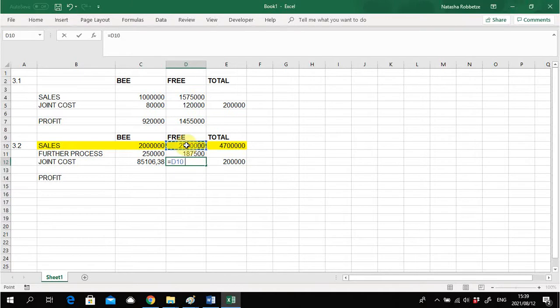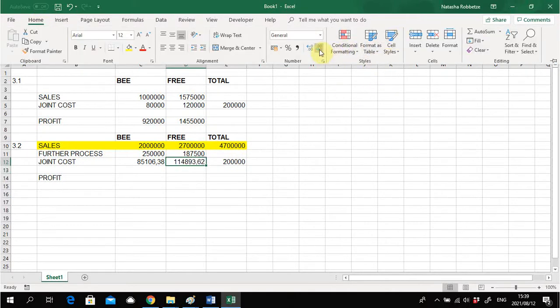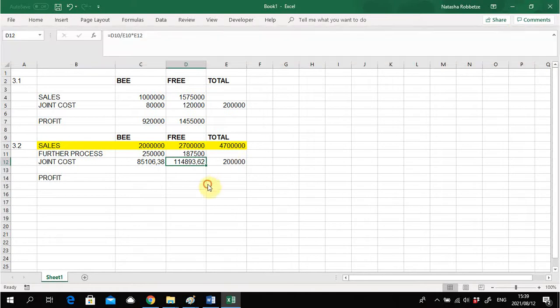Then for Free, we're going to take the sales divided by the total times the total joint cost. And again, we just need to make sure that we round to 2 decimal places. If we are calculating the profit, it will be the sales minus the 2 types of costs.